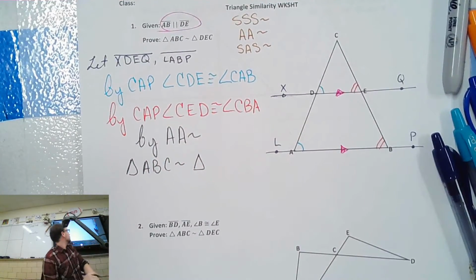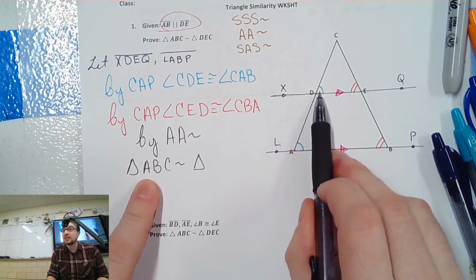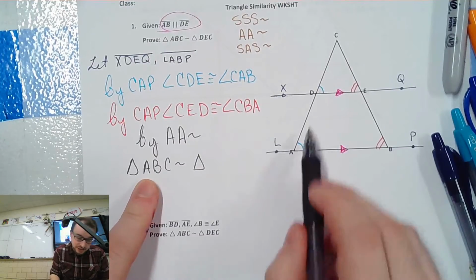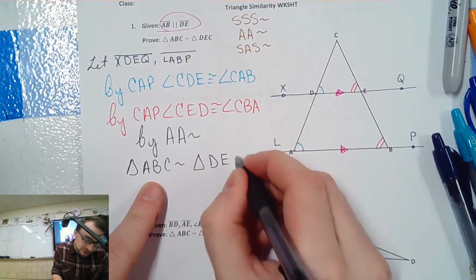Now, we got to match up angles here. So A is good. A is our first letter. It goes with D on the other triangle. Does everybody see that? A and D go together. B goes with E in this diagram, and then C goes with itself.